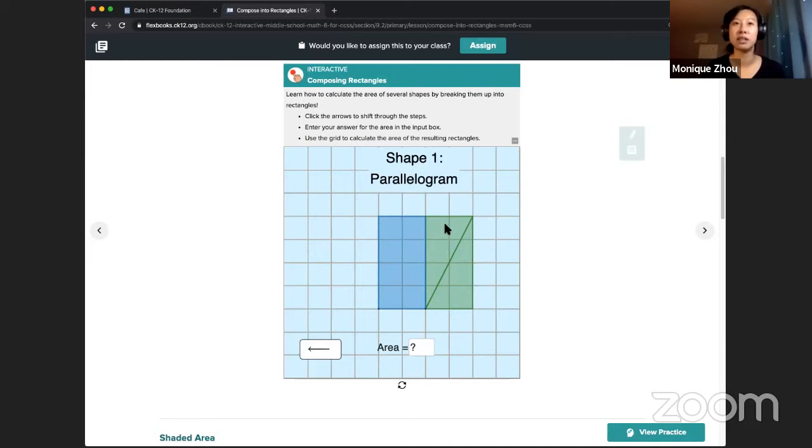So I could count each of the squares if I wanted to, but if I already know my multiplication, then I can count how long and how wide the rectangle is. So 1, 2, 3, 4 is the length of our base. 1, 2, 3, 4 is the height. And I can multiply 4 times 4, and that'll get me 16.